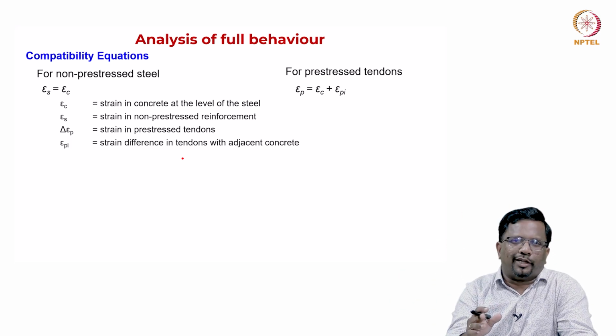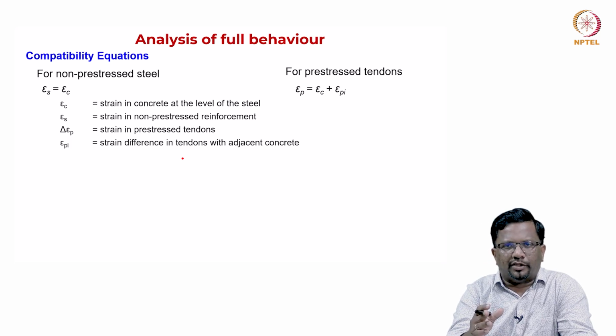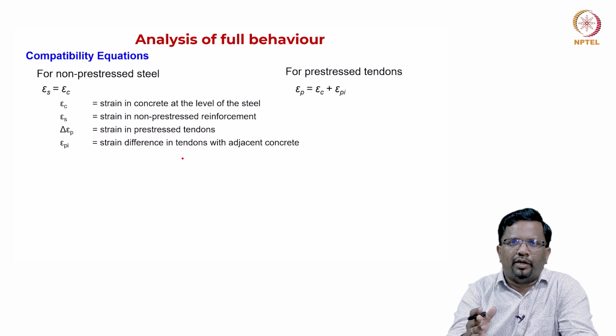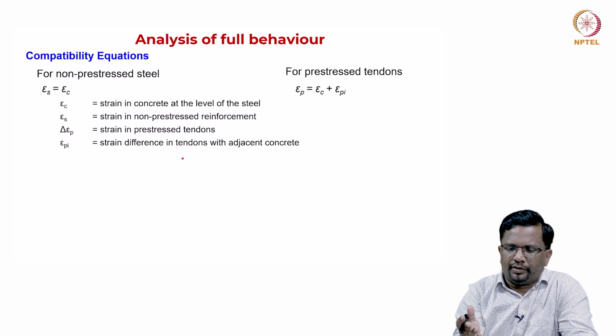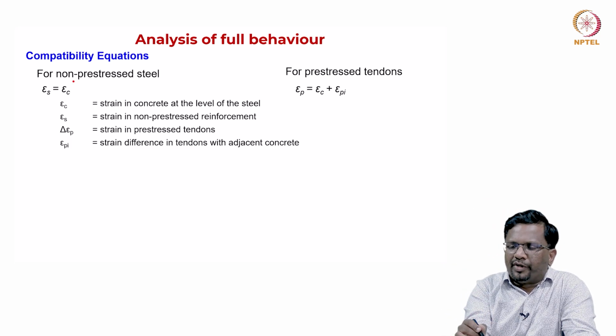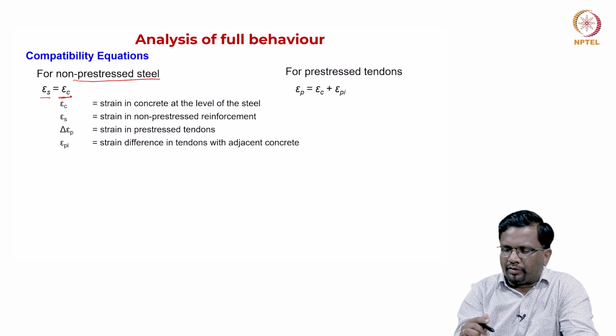Using strain compatibility, which comes from the first part of the lecture that we discussed, plane sections remain plane before and after bending, that gives me that the strain variation is going to be linear. So, for a non-pre-stressed steel section, we know that the strain in the steel is always equal to the strain in the surrounding concrete.